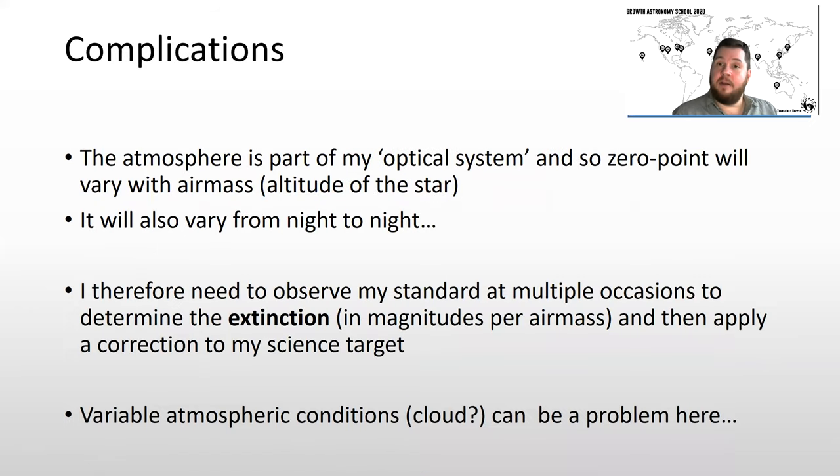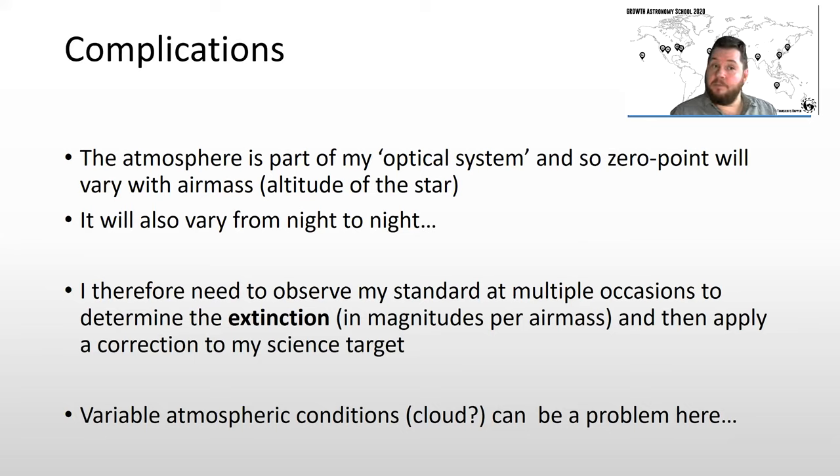Now, that's all good, that's all fine. Complications: I've talked about the atmosphere being part of my optical system, okay? So the zero point is going to depend on my optical system, including the atmosphere. So again, we go back to that plot I showed you right at the beginning. The star rises and sets, and the flux I'm going to measure is going to vary. So my zero point will also vary with the altitude of the star, how high the star is above the horizon, which we also call the air mass of the star, the mass of air the photons have to pass through.